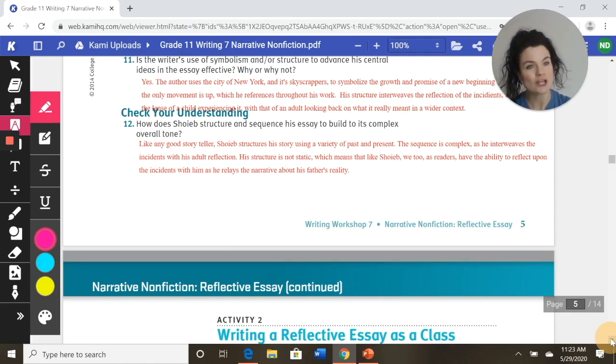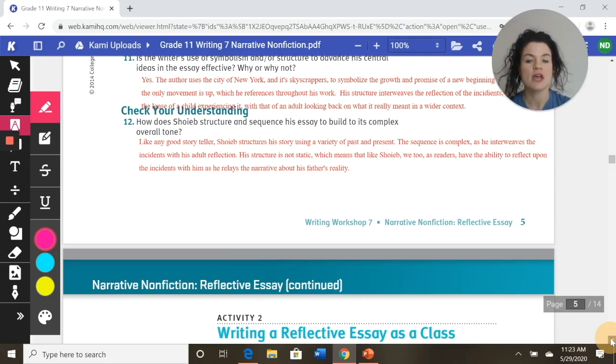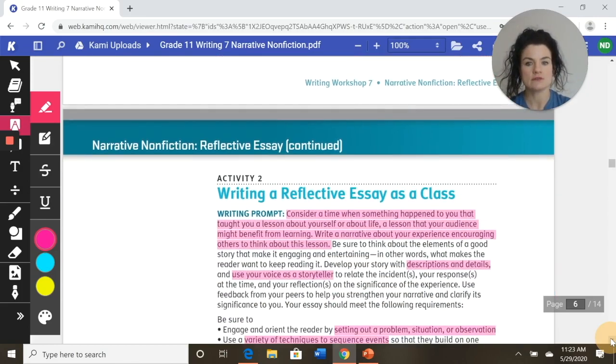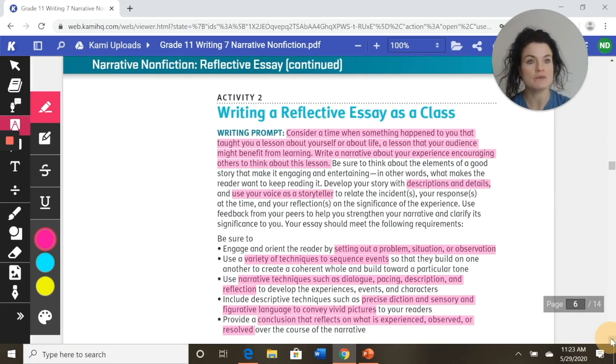Right now we're on to task 2, which is your turn to write your own reflective narrative. So let's go down here to the next page. Again, I bolded the important things in your writing group, so this is what we're going to be doing too.